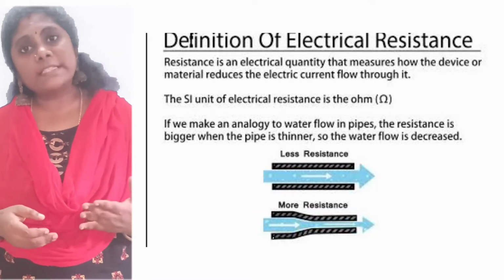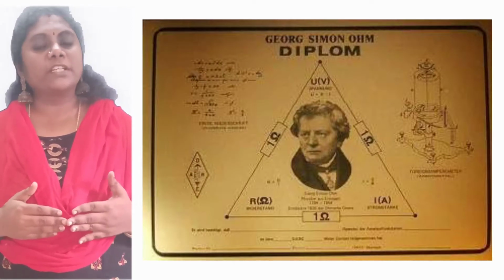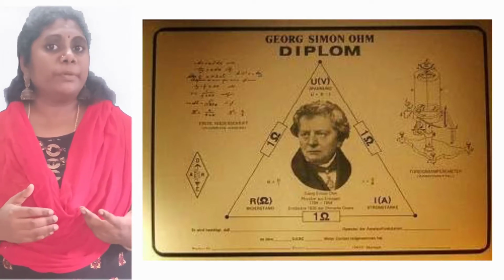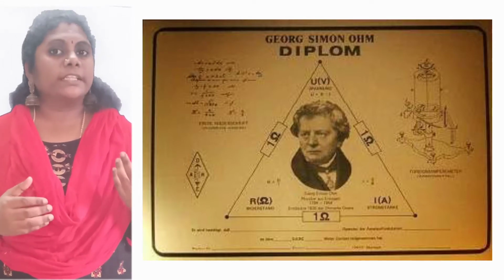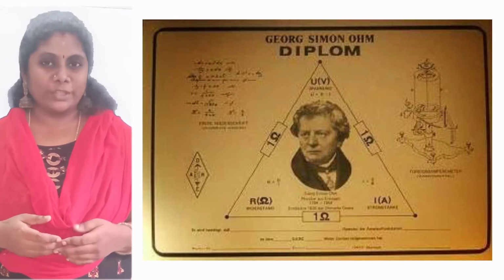So now we will see about Ohm's law. In 1827, George Simon Ohm gave the relation between the voltage, that is potential difference, and the current. So now let us see what is Ohm's law.